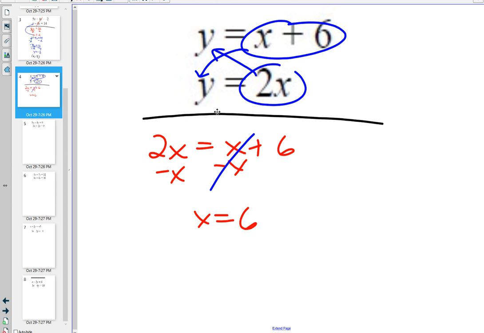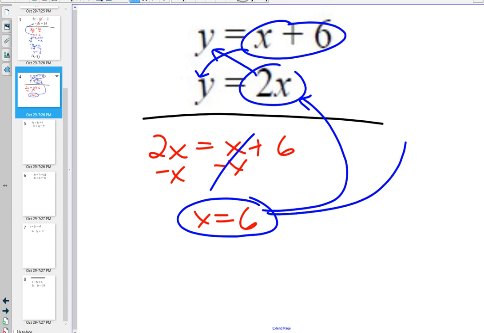Lily, what's 6 plus 6? 12. What's 2 times 6? Still 12. So look at that. That just perfectly goes to prove that if you solve correctly for the first one, you should be able to plug it into either equation, and it makes no difference because you're going to get the same thing.